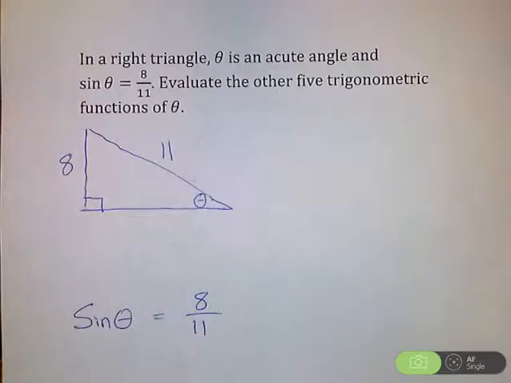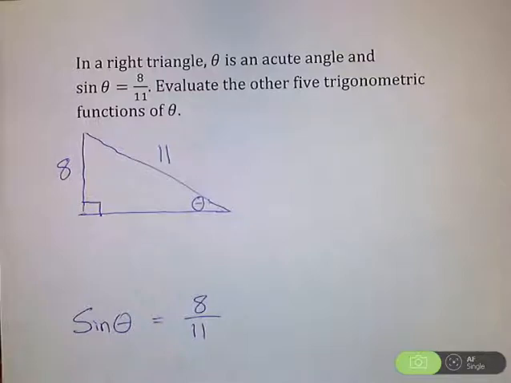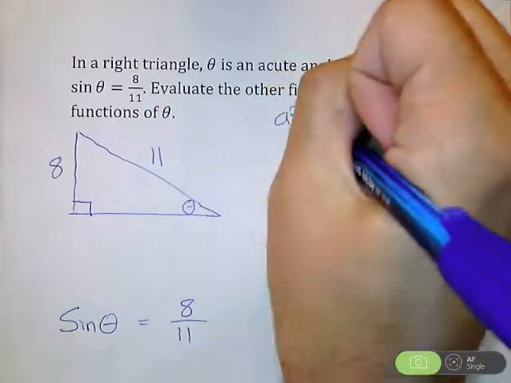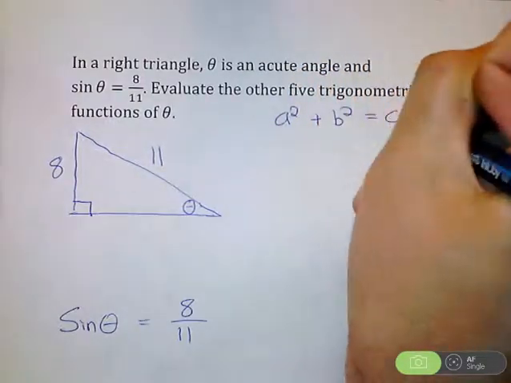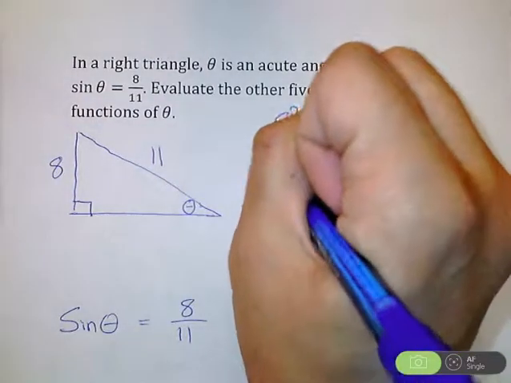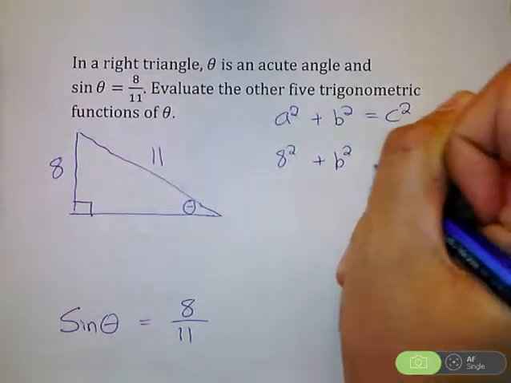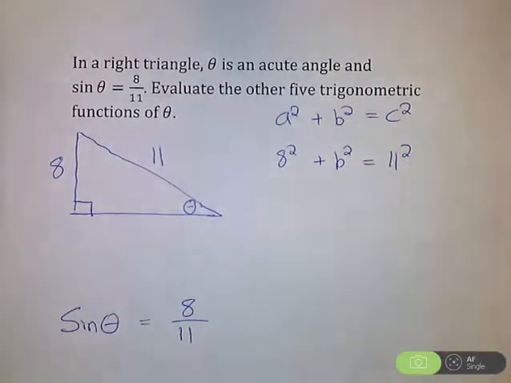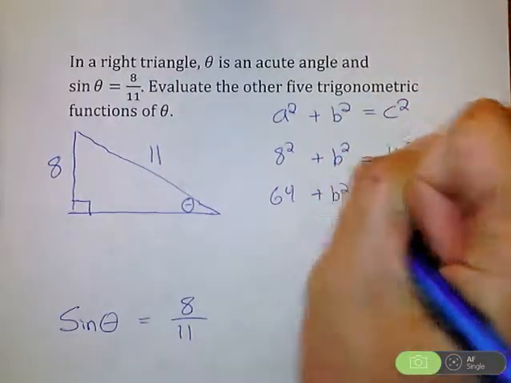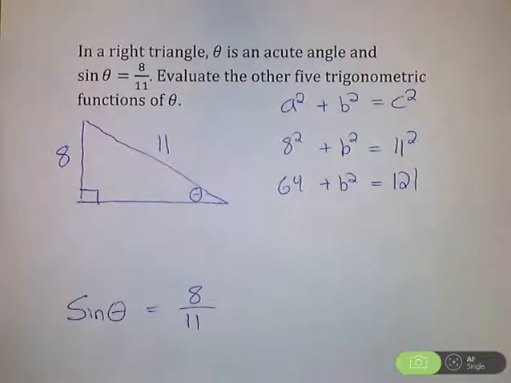So I'm going to have to do a little bit of work here to find my missing side. This is now very similar to the first problem on the other side here. I'm going to use the Pythagorean Theorem, a squared plus b squared equals c squared. So that's going to look like 8 squared plus b squared equals 11 squared. 8 squared is 64 plus b squared equals 11 squared, which is 121. So I have to solve this for b.